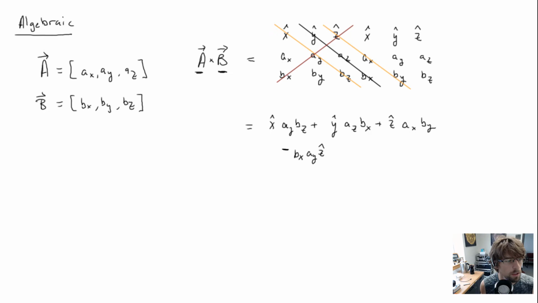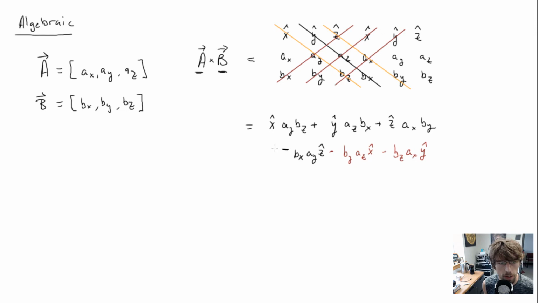Got to do another one. So we go BY, AZ, X hat. We have minus BY, AZ, X hat. We do a third one: BZ, AX, Y hat, minus BZ, AX, Y hat. And now we're done. That is the full-blown cross product.